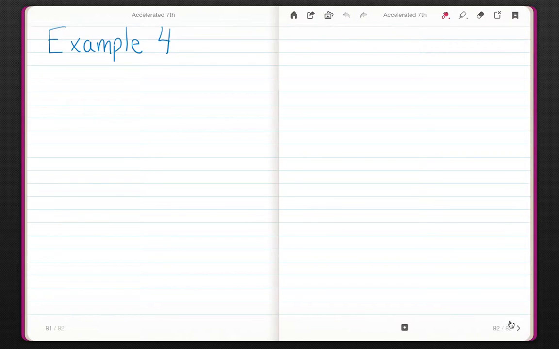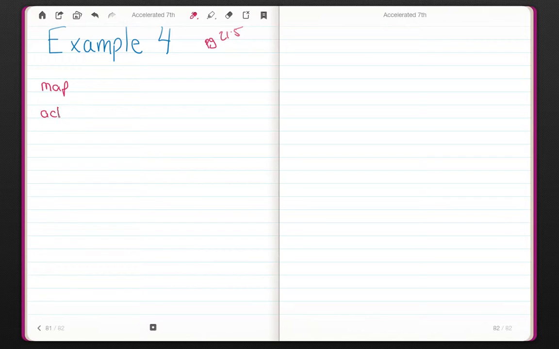Okay, last example, example 4. If you look on page 215, you're going to see a map. The map key says that 1/4 inch represents an actual distance of 5/8 of a mile. Find the actual distance represented by 1 inch. So I have my map and I have my actual. My map says that 1/4 inch is equal to 5/8 of a mile. I want to know what is 1 inch on a map.